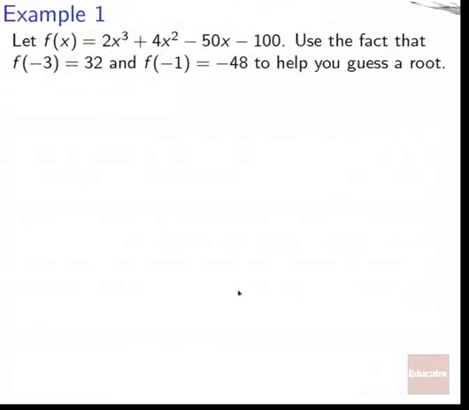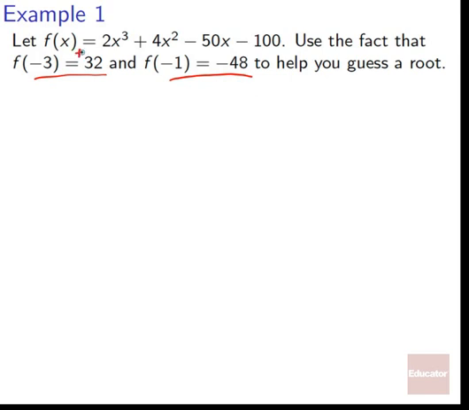All right, let's see some examples. Let f of x equal 2x cubed plus 4x squared minus 50x minus 100. Use the fact that f of negative 3 equals 32 and f of negative 1 equals negative 48 to help you guess a root. This sounds a lot like the intermediate value theorem.